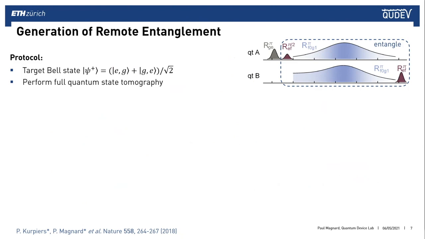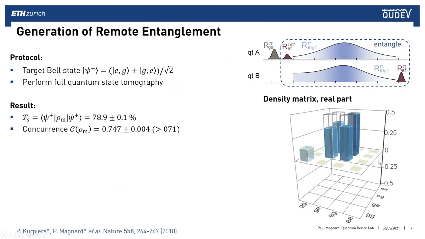We then reconstruct the final state with full quantum state tomography. And as expected, the resulting density matrix displays large population in the diagonal and off-diagonal elements involving states GE and EG. And the residual population, GG, which you can see here, comes from photon loss in the link and qubit decay. The generated state has close to 80% fidelity to psi plus and a concurrence of 74%, which is above the 71% threshold to violate Bell's inequality. And it demonstrates also the highly entangled nature of this state.